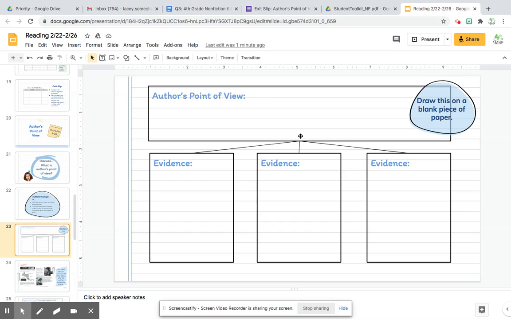I want you to draw 3 branches. 1, 2, 3. You're going to find 3 separate pieces of evidence that's going to support their point of view in the article we're going to be reading today. Okay? So you can pause this video so that you have time to draw out that tree map before we get started. Otherwise, if you're ready, let's take a look at today's article.